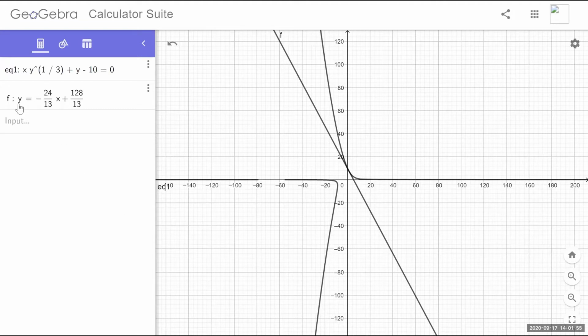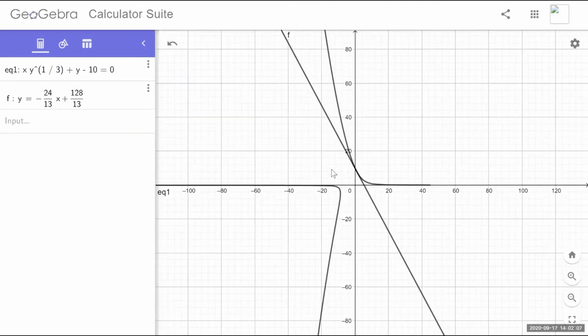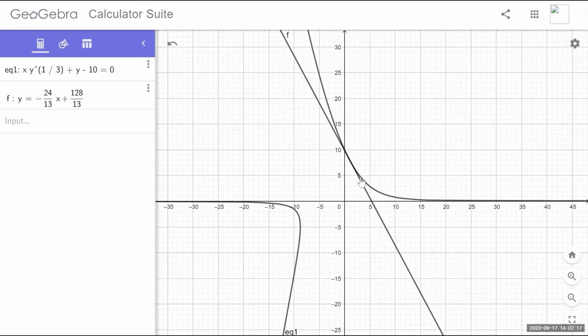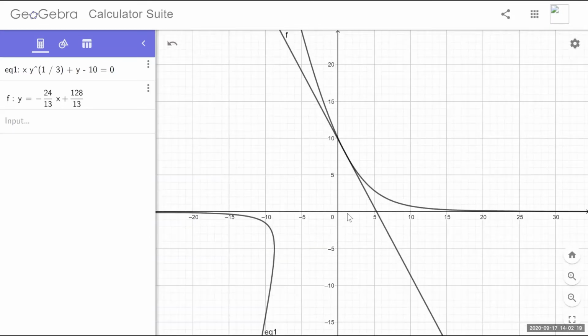And then this is my equation. We got y equal to -24 over 13x plus 128 over 13. And this is the tangent. So we have the tangent at the point (1, 8). This point here, where there is a tangency, is (1, 8). If I make it big, you can see we have the tangent at (1, 8) right here. And the equation of the tangent is -24 over 13x plus 128 over 13.